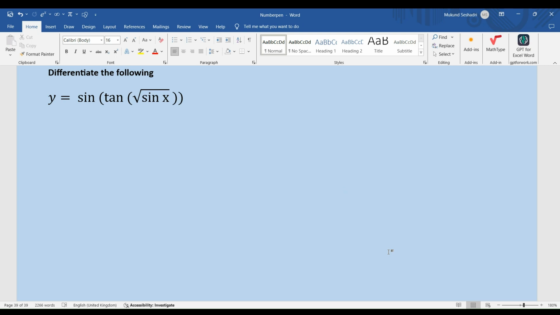So there we have the problem on the screen. Differentiate the following. y equals sine of tan of root sine x, right?